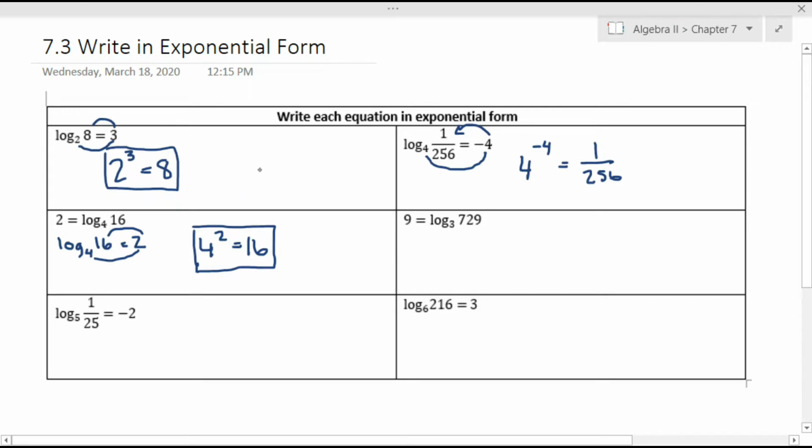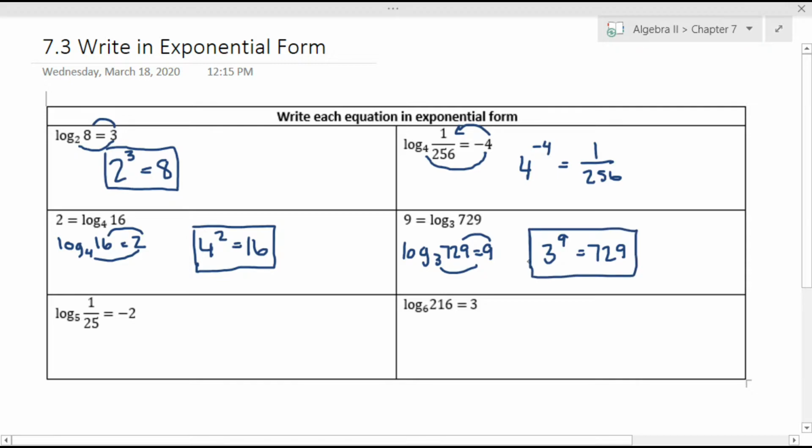So I'm assuming now that you've paused it and tried these 3 problems. All right, now I'm going to do this. The log isn't on the left, so I have to move it over here. Log base 3 of 729 is equal to 9. And now I can do the swoop-de-doop. 3 to the power of 9 is equal to 729.